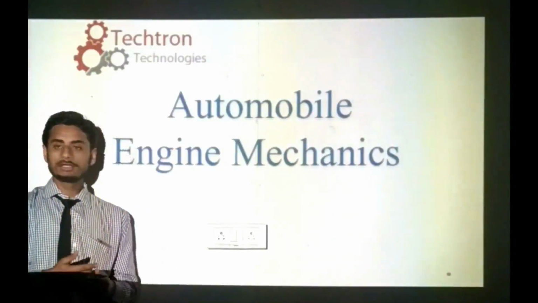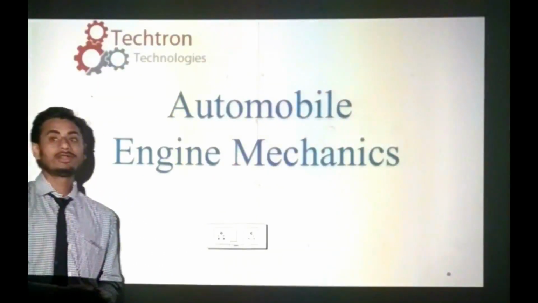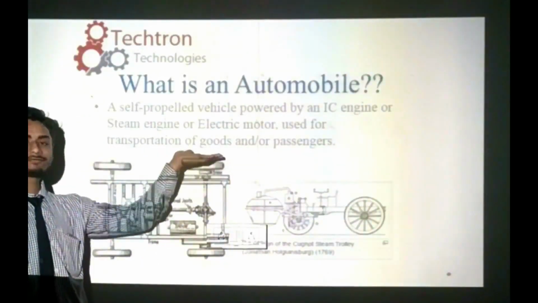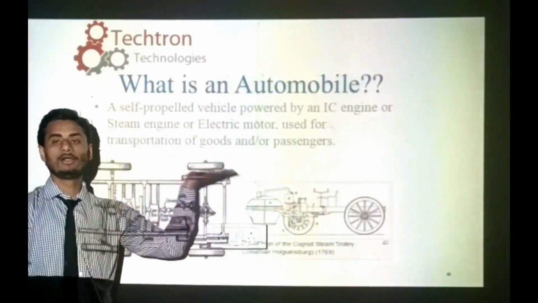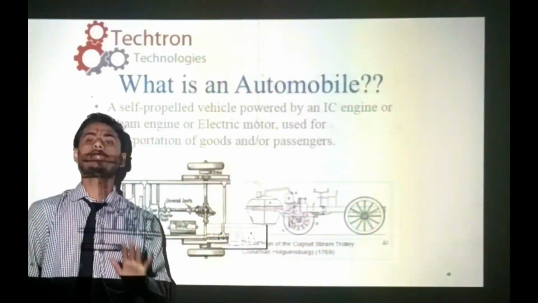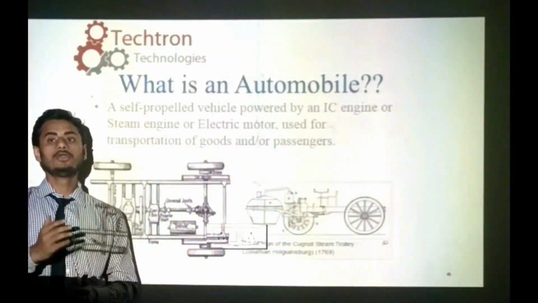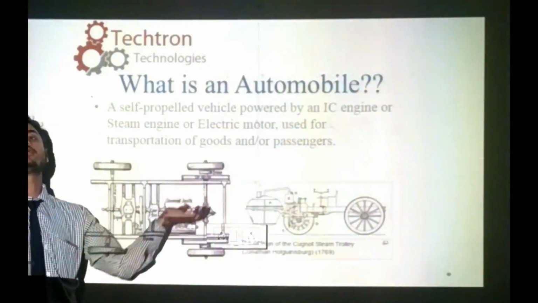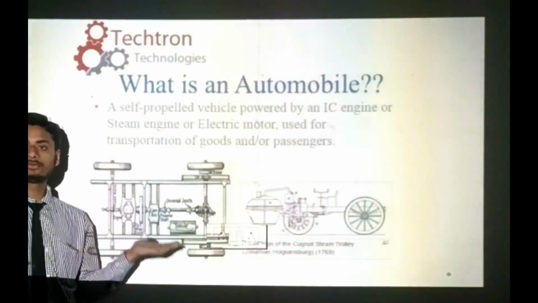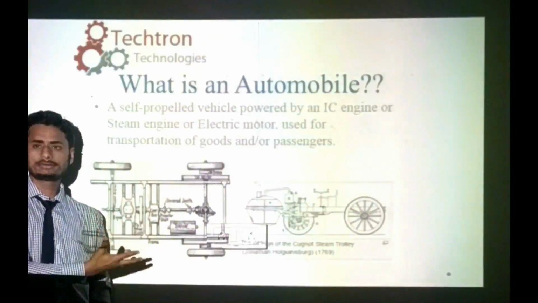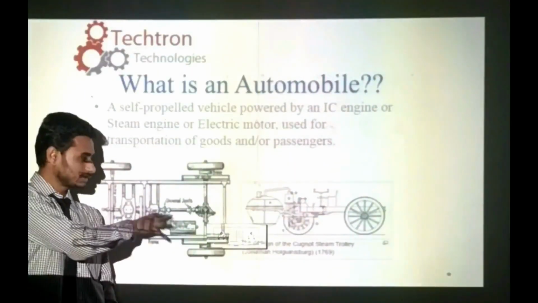So starting with the first slide, what is the definition of an automobile? We already know very well, and I have defined it already. A self-propelled vehicle powered by any kind of source for the purpose of carrying passengers or loads. This is the definition, and you can see the layout of the automobile. In the layout, you can see the chassis, transmission, brakes, engines, and all. These are the basics here.